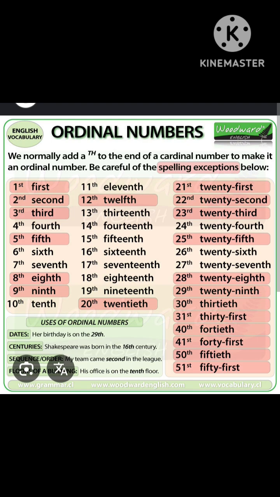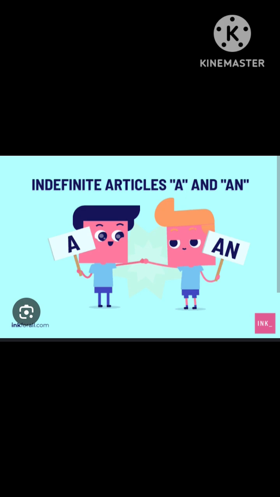Ordinals are commonly used in dates, for example on the 5th of March, and in sequencing, for example this is the third step in the process. These are the main points, as I already told you, on the way we use the definite article. Next I will tell you about the indefinite article.